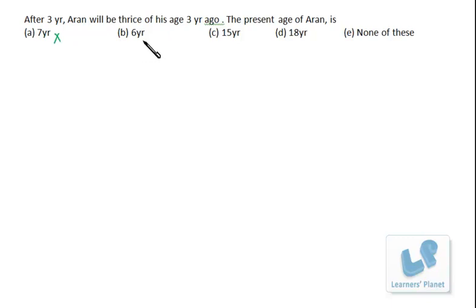Okay. Now suppose 6 is the present age. Then after 3 years, it will be 9, and 3 years ago it was 3. So 9 is 3 times 3, and it satisfies the given condition. So 6 here is the correct answer. Else you can make an equation also. I hope it's clear to you.